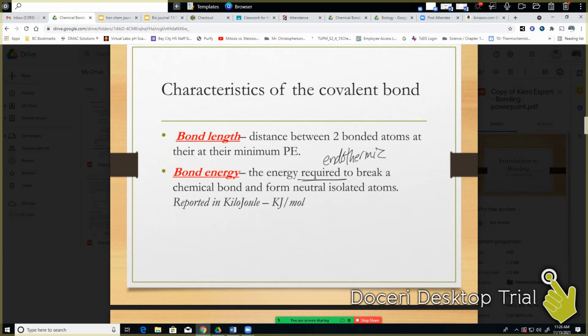And bond energy can tell you how strong a bond is. As the bond energy increases, the bond strength also increases. So in other words, if you had a bunch of bond energy values, whichever one was the highest, that was going to be the compound that was going to have the strongest bond.